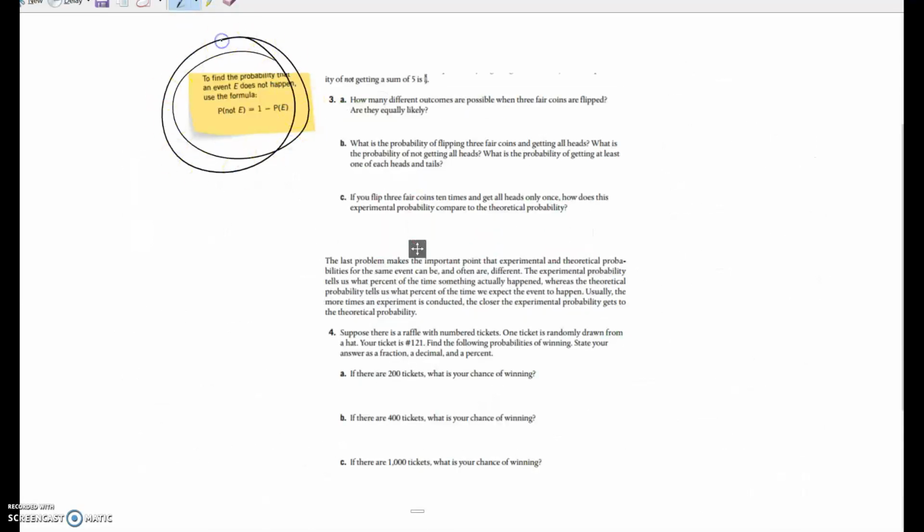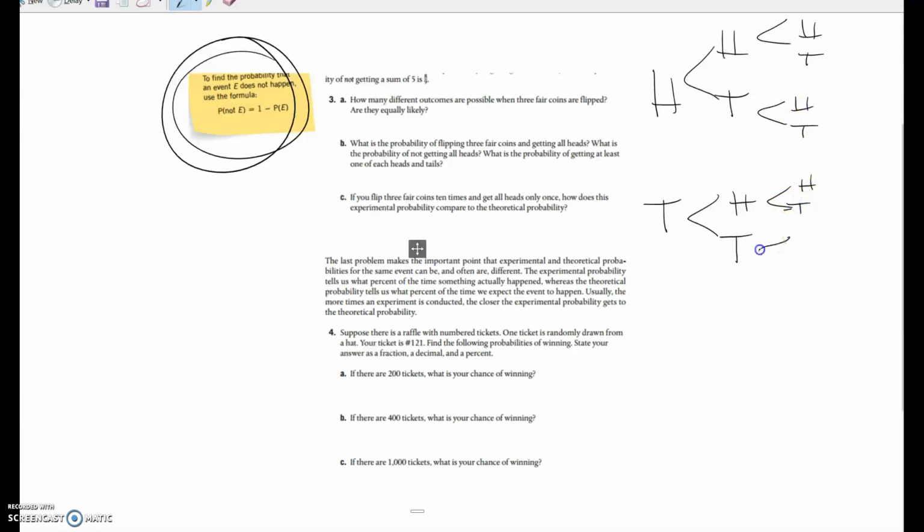Okay, here's that complement thing that we just talked about a little bit ago. All right, so we're going to flip 3 coins. So again, listing out the sample space is a huge thing. So tree diagrams are your friends in statistics. So I could have heads and tails, or I could have heads and tails for the second flip, and I could have heads and tails for the last flip. And so to read these off, you kind of look this way: heads, heads, heads; heads, heads, tails; heads, tails, heads; heads, tails, tails; tails, heads, heads; tails, heads, tails; tails, tails, heads; and tails, tails, tails.